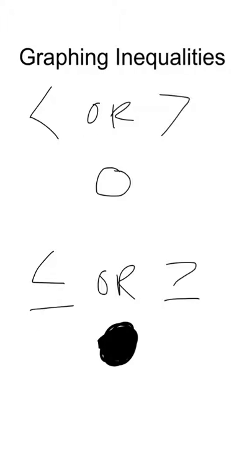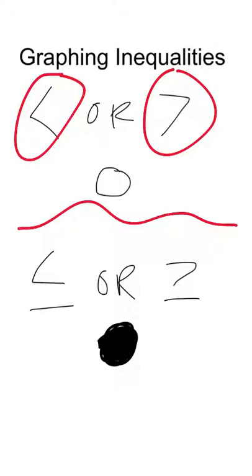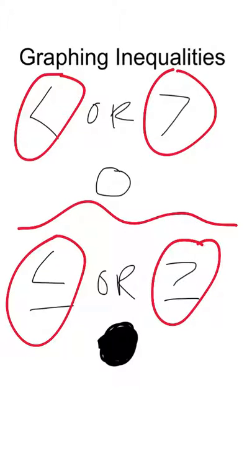Now that we can solve inequalities, we have to graph inequalities. So we'll graph them on a number line, but when we graph them on a number line, we have to either use a closed circle or an open circle. So we're going to use an open circle if we have the less than sign or the greater than sign. And we're going to use a closed circle if we have less than or equal to or greater than or equal to. So let's look at a few examples of that.